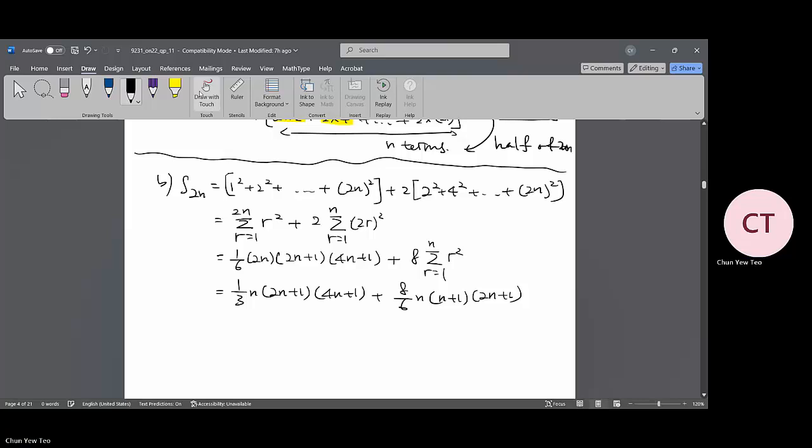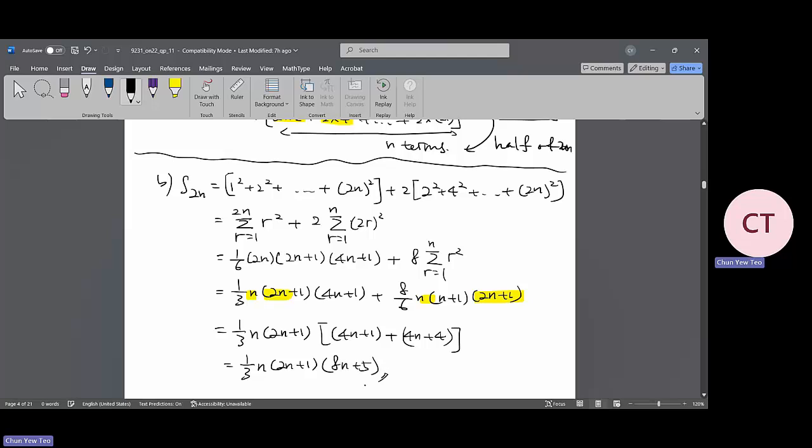So you can see that we have common expressions, n and 2n plus 1. So we just take the 1 over 3 out. Then we are left with this 4n plus 1 plus the 4n plus 4. Simplify it, then you will get the answer that is 8n plus 5. So done. That will be the answer for the B, just like that.